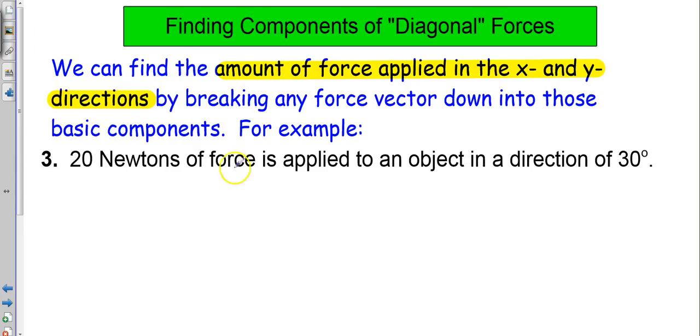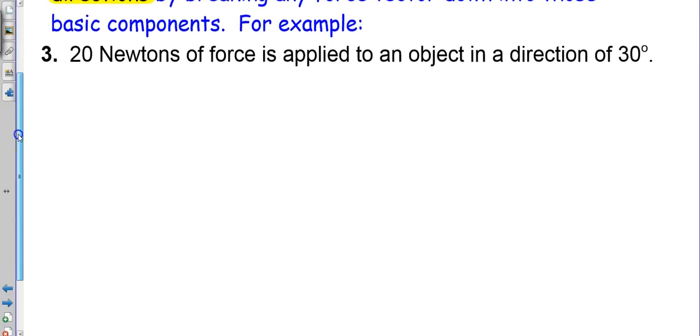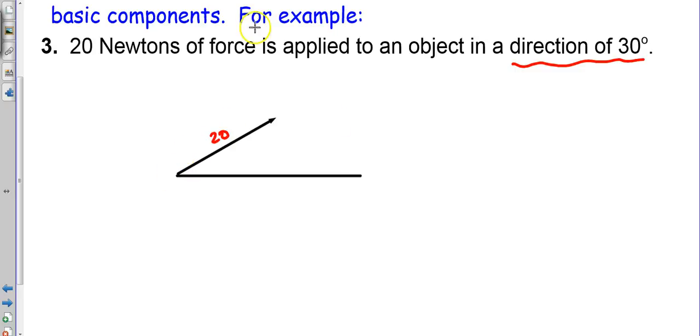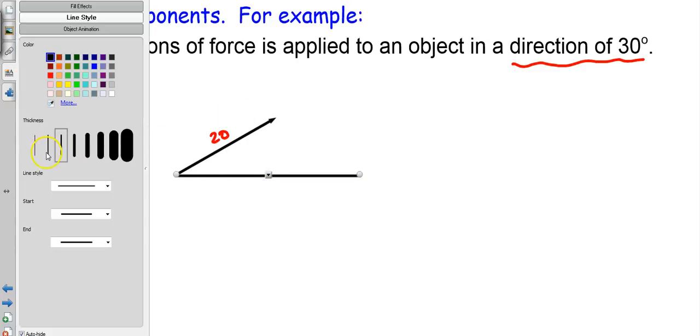So let's look at one that's a little bit more interesting. We want to know how much in the x and how much in the y, and this particular one has a direction of 30 degrees, so it's not directly up and down or left and right. We've got a 20 newton force and a direction of 30 degrees, so that's going to look something like this, maybe. 20 newtons, and I can draw my line over. That represents the horizontal, so here's my horizontal axis. Let's give that a dotted line just so everybody has a good idea. It's not an actual vector.